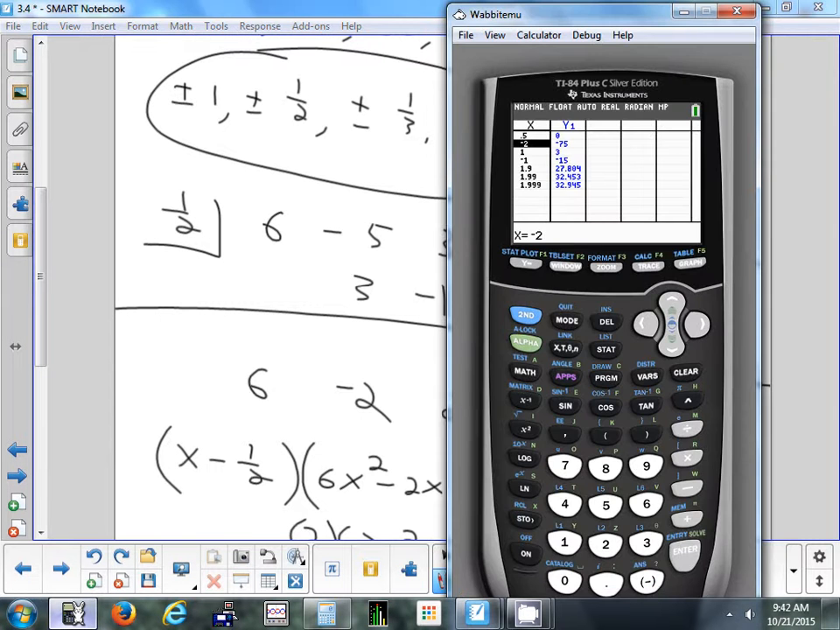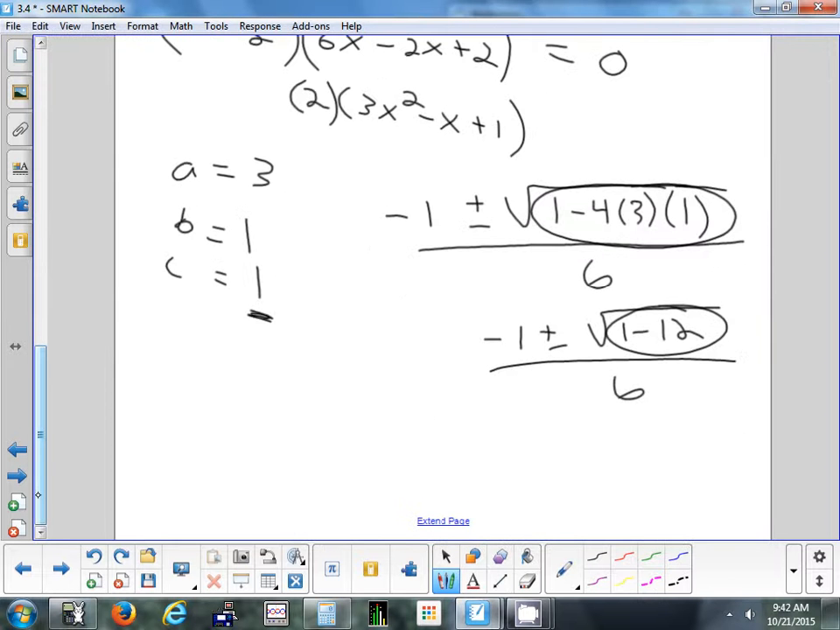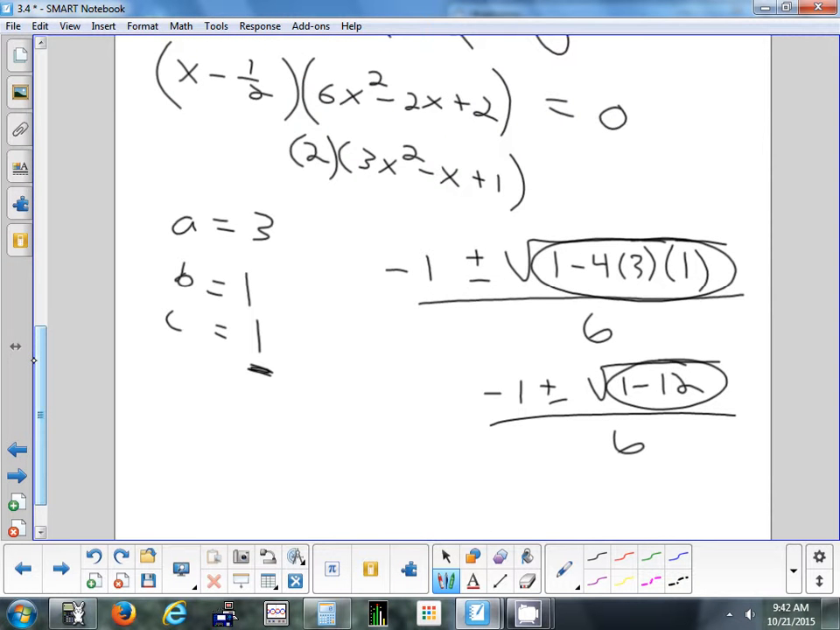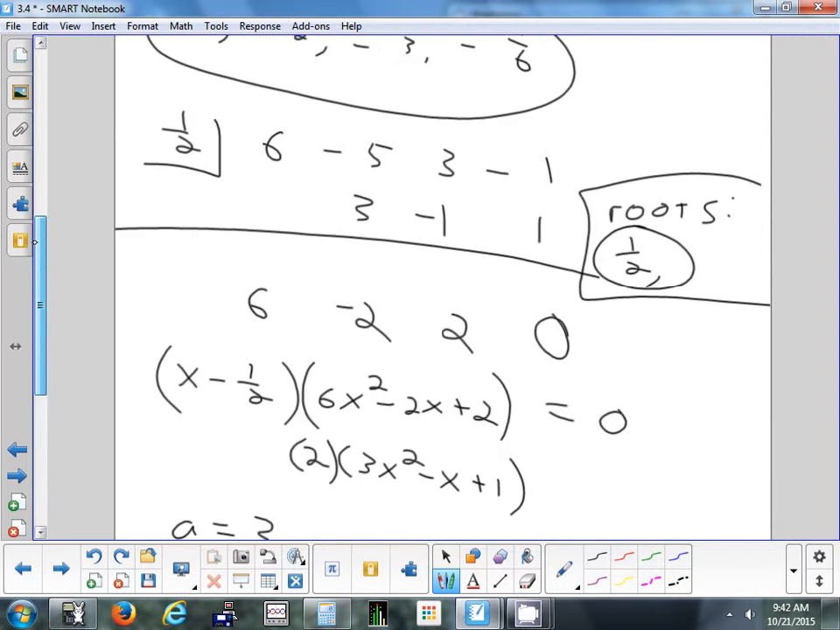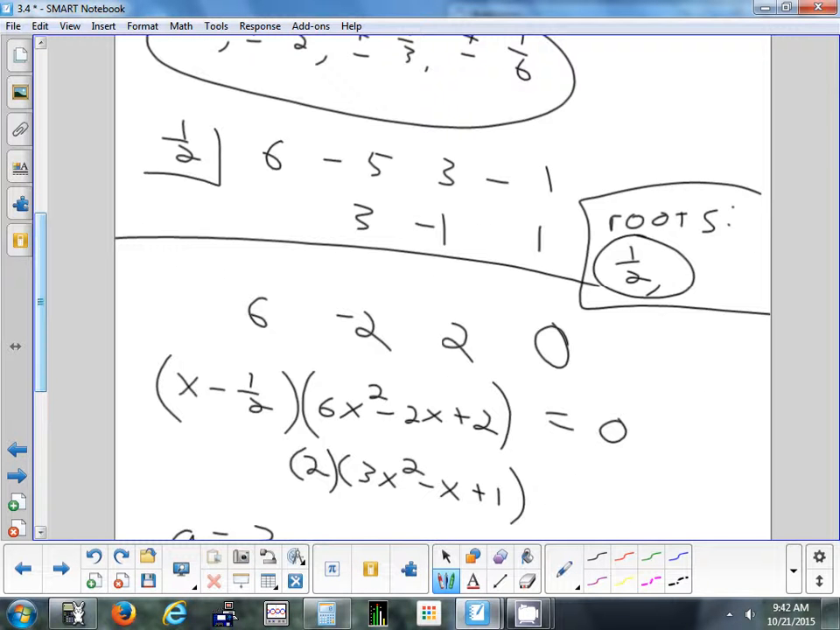Which we can also confirm by looking at the picture, which I don't think we've done. Oh yeah, we did actually. You can see it only crosses one time. This is the reason why. Okay, any question on that? So the last one, we got a quadratic. We could actually get a couple more answers out of it. This one, we got a quadratic. It came out imaginary. So we're not going to worry about it.